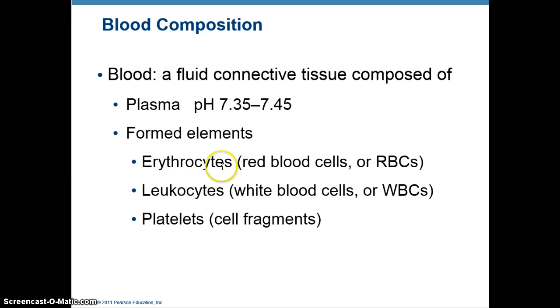You will notice that there are two cell types, and then we have these platelets. They are fragments of cells, which is why we say that the blood is composed of plasma plus formed elements as opposed to plasma plus the cells. And we'll go into later exactly what the platelets are.